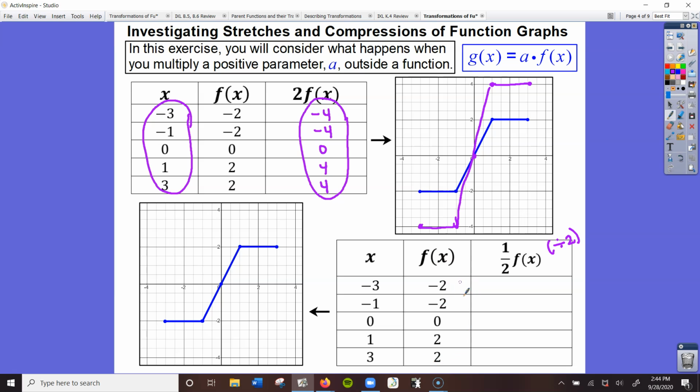So I'm going to take all of these y values and divide everything by 2. So this column would read -1, -1, 0, 1, and 1. And again, I did nothing to my x's, so I'm going to plot my same x's with these new y's. So we have -3, -1; -1, -1; 0, 0; 1, 1; and 3, 1. And we can see that it got shorter. So this is an example of a vertical shrink.